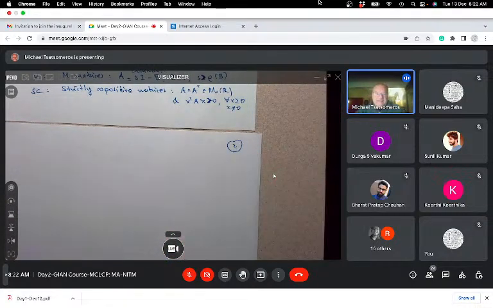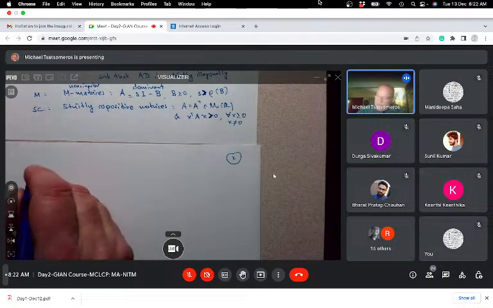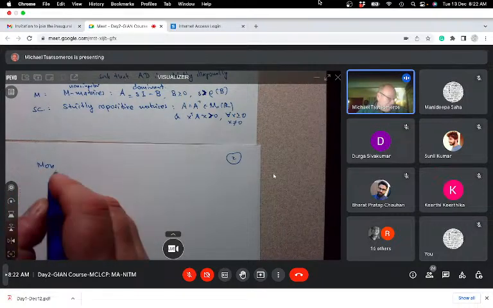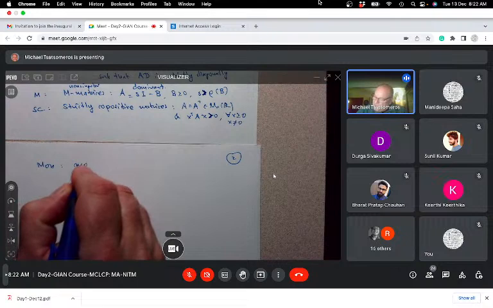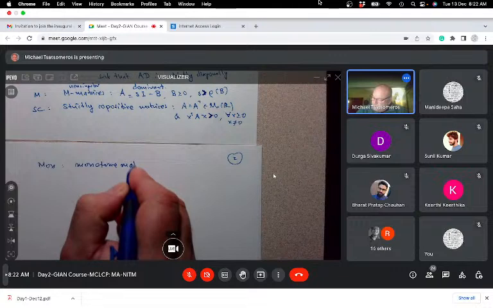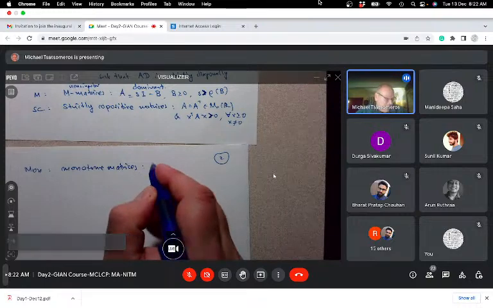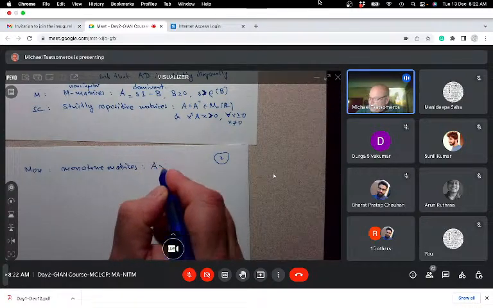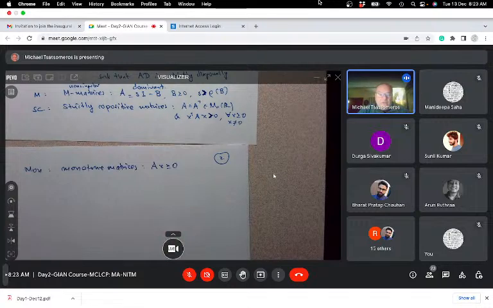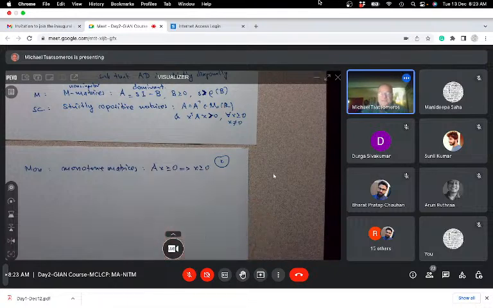What are the other two classes I want to mention? I'm going to call them mon for monotone. These are the monotone matrices. And here's what they satisfy. They're real matrices, but if A times X is greater or equal than 0, so if A maps a real vector X into the non-negative orthant, that means that vector was already non-negative. Okay?